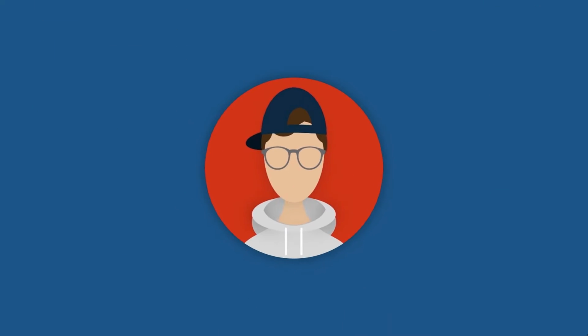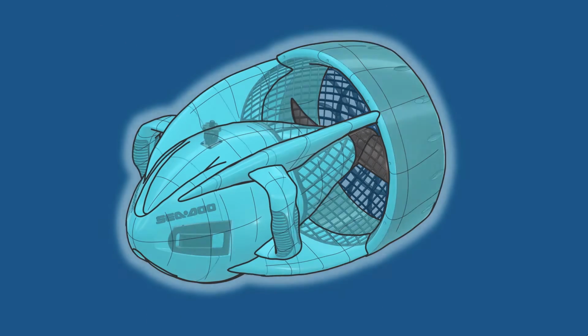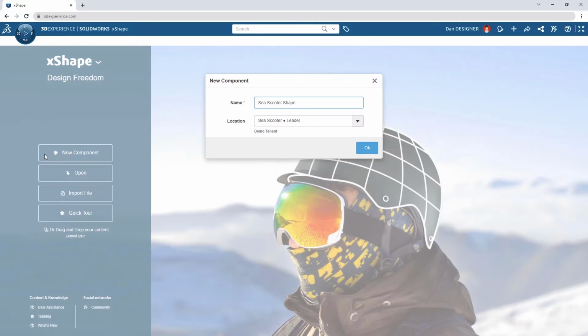Let's see how Dan Designer leverages the X-Shape app in 3D Sculptor to complete a sleek and stylish exterior for the latest C-scooter design. Dan's new component starts with a few reference images.